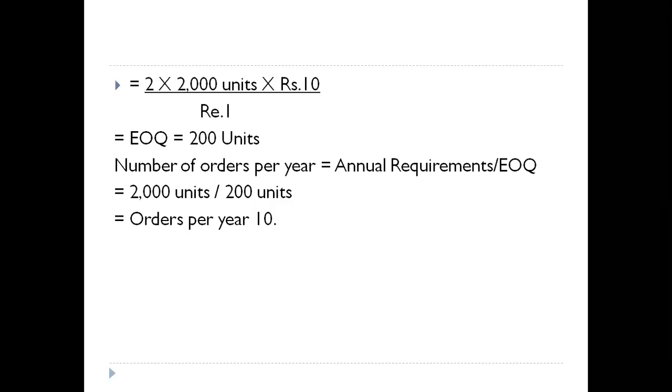What we have to do? The number of orders per year is equal to annual requirements divided by EOQ, the economic ordering quantity. You apply 2000, taken from the annual requirements, divided by 200 units. So this is understood, right? Now we can move on to the next one.